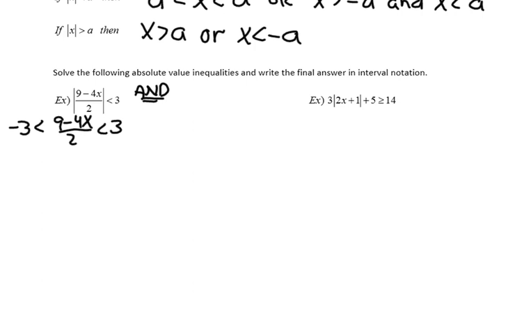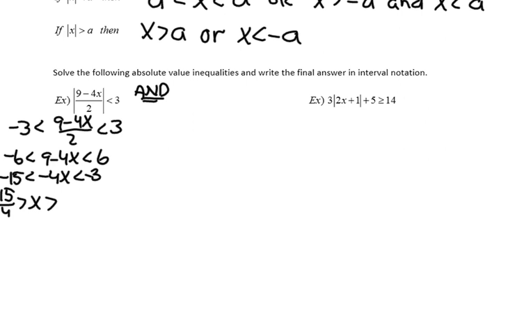And then I can solve for x for all of this. Multiply by 2. I can subtract 9. And then divide by -4. Now remember, when you divide by a negative, you switch the inequality signs. So this is telling me that x is greater than 3/4 and x is less than 15/4. So I can draw some number lines for this.